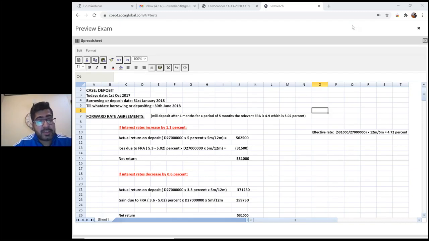But in the second case, rates decreased by 0.6, so it became 3.6. When it became 3.6, you locked at 5.02. It's a gain, and gain increases, return therefore added.